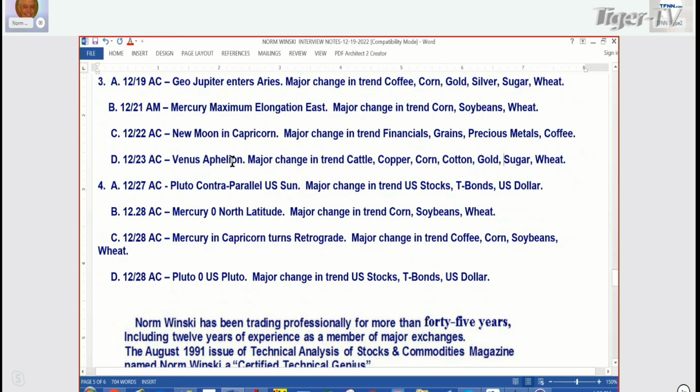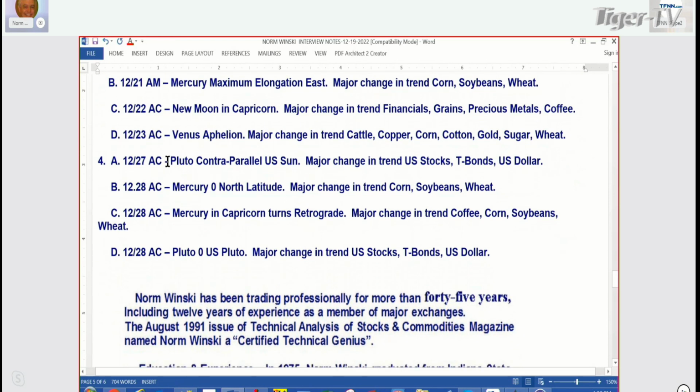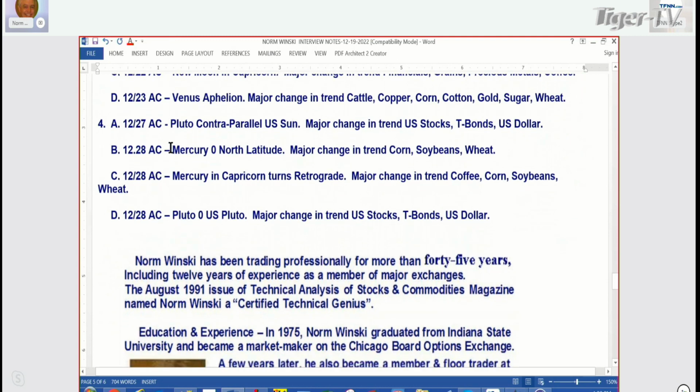We have Pluto lining up with the natal chart of the USA, July the 4th, 1776. Pluto lined up with the U.S. Sun. Anytime we have anything to the U.S. natal chart, that affects U.S. stocks, T-bonds, U.S. dollar. And then the night of the 28th, again, we have another Mercury point for your corn, soybeans, wheat, and also keep in mind all these points could affect the stock market.